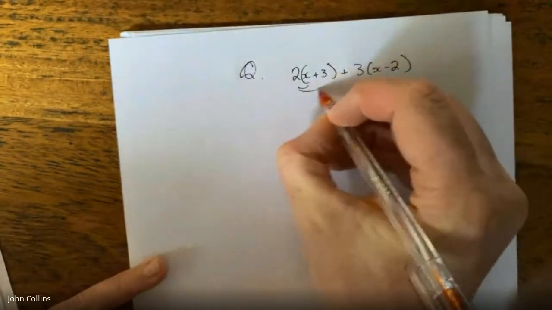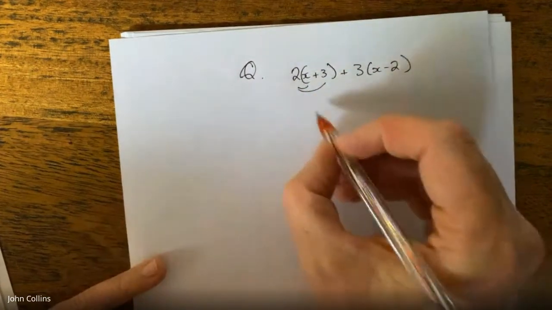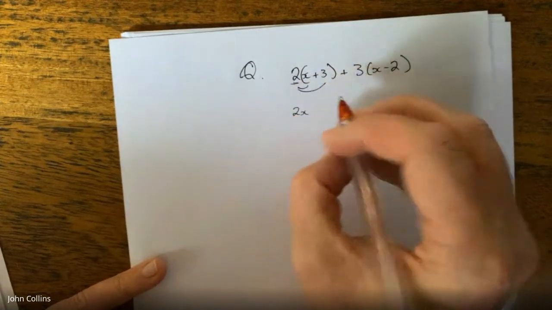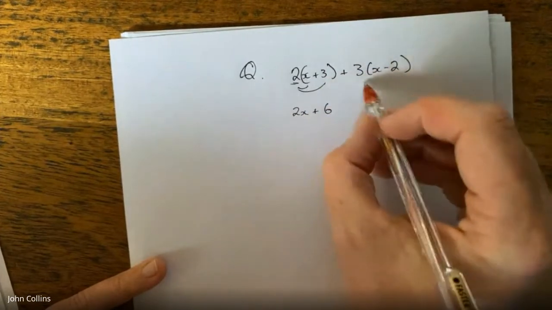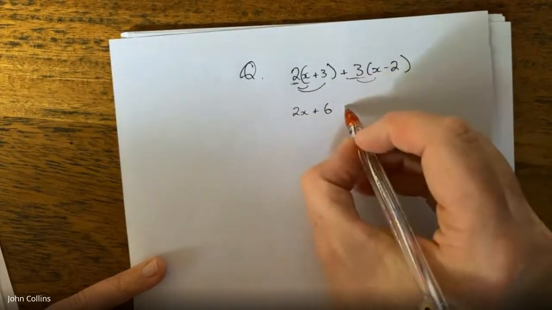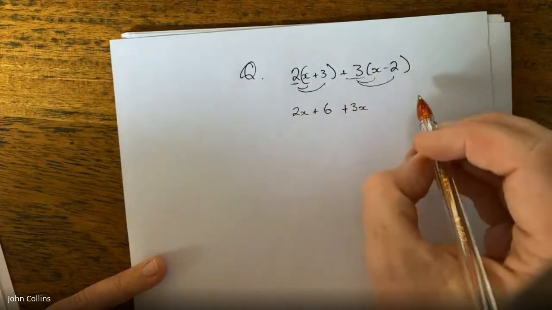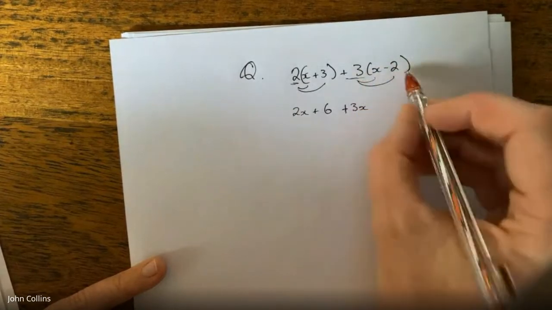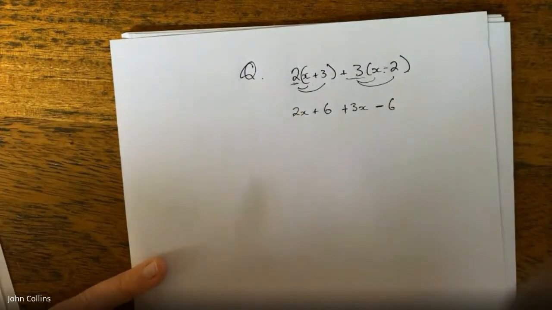So distribute first. 2 times x. You can still type in the answer if you want. 2 times x is 2x. So the 2 has to be multiplied by both these things. 2 times 3 is 6. Okay, that's that bracket done. Plus 3 times x is plus 3x's. And plus 3 times minus 2, well, that's 3 times 2 is 6, and a plus times a minus is a minus. All right, so that's it expanded.